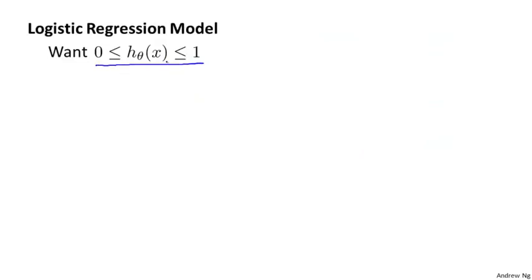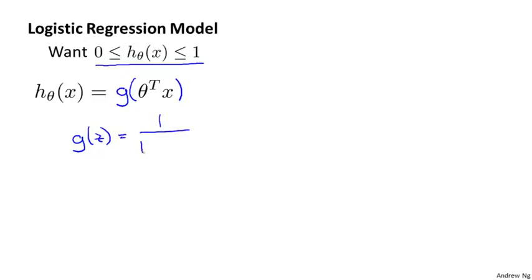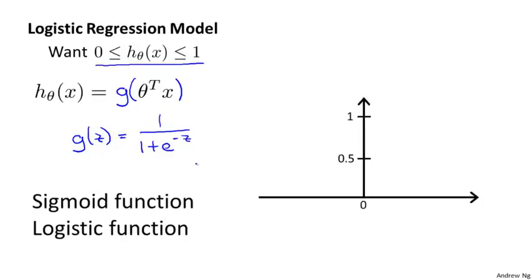So we'd like to come up with a hypothesis that satisfies this property, that its predictions are maybe between 0 and 1. When we were using linear regression, this was the form of a hypothesis where h of x is theta transpose x. For logistic regression, I'm going to modify this a little bit and make the hypothesis g of theta transpose x, where I'm going to define the function g as follows. G of z, if z is a real number, is equal to 1 over 1 plus e to the negative z.